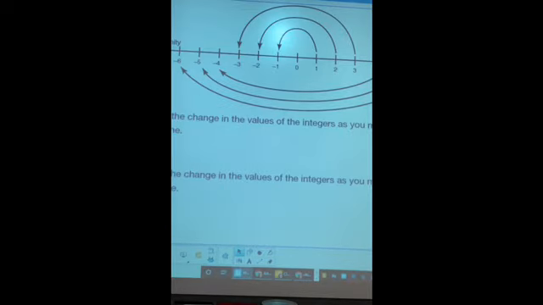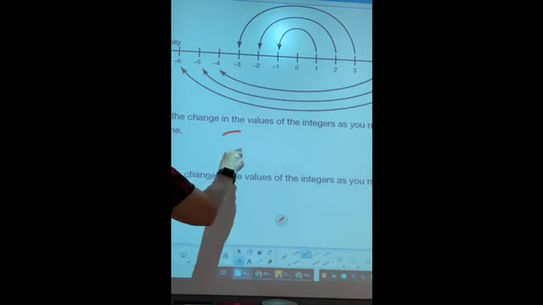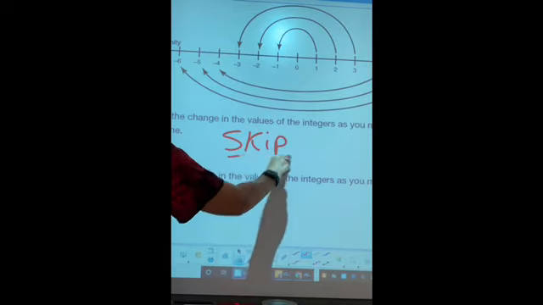And then it tells us to describe it. We're just going to skip over there. Remember Miss Parker's song, skip, skip, skip to my loo. Skipping it.